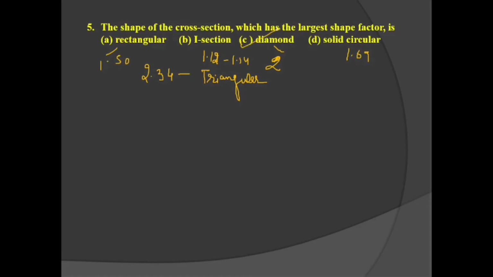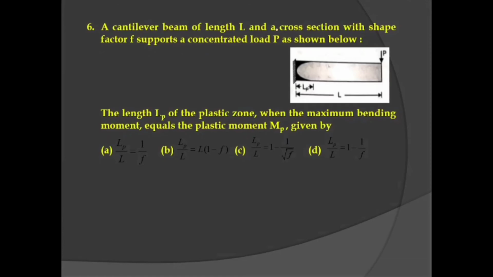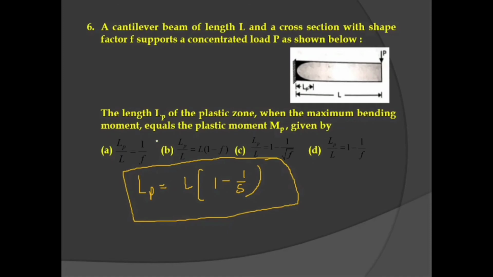A cantilever beam. This type of question I had discussed with you. For the cantilever beam, we have to calculate the plastic hinge length, given by LP. I had discussed the formula: LP is equal to L into (1 minus 1 by shape factor). So LP by L is equal to 1 minus 1 by F. So option D is correct. This type of question I had discussed earlier very carefully in the theoretical discussion.